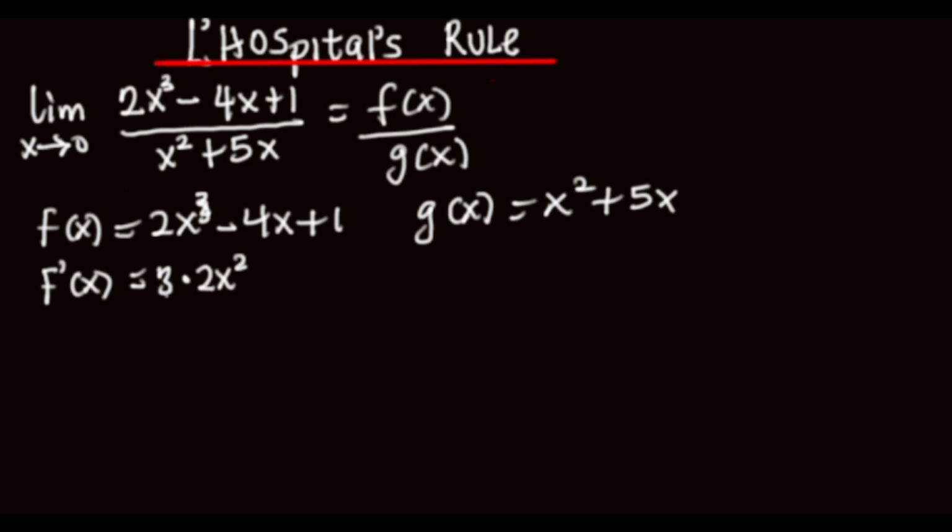So I'm going to bring down the 3, multiply by 2x to the power of 2, then minus 1 multiplied by 4, then I'm going to have plus 0. If I'm finding the derivative of constants, it's going to be what?